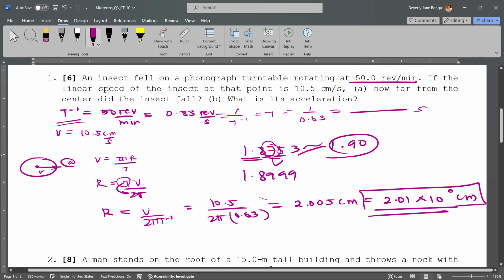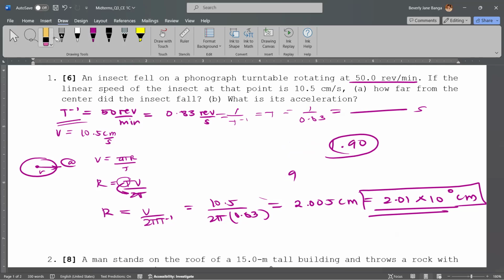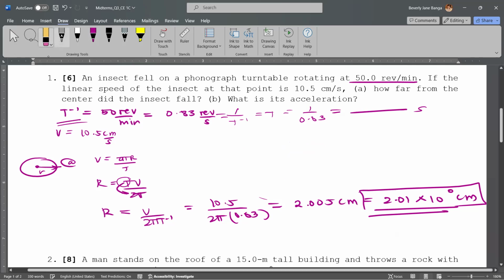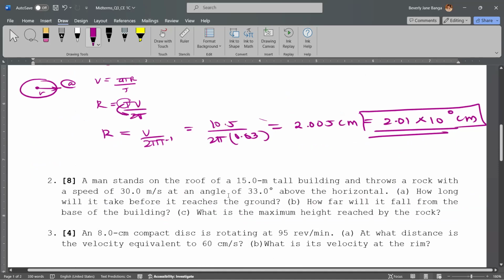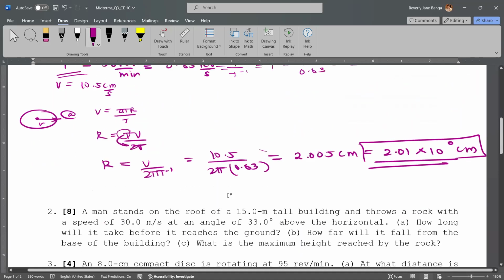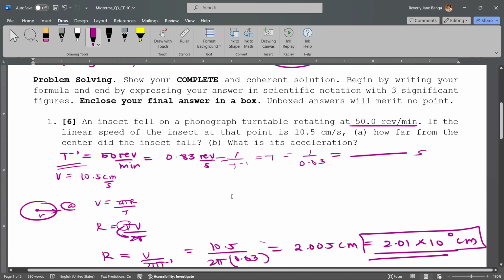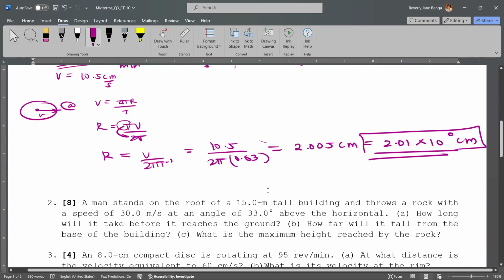So, if you have, say, 1.8753 as a value, that will just be 1.88, not 1.90. Always take note that scientific notation and significant figures are there for your uncertainty. Anyway, going back, this is how far: 2 centimeters. And then, what is the acceleration?